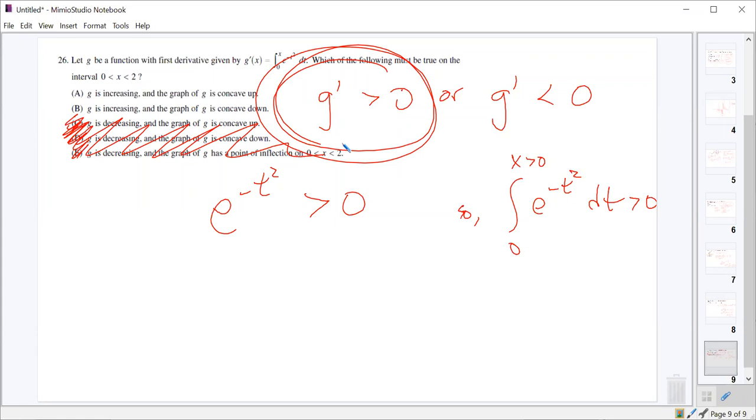Then we need to figure out about concavity. So we need to find g double prime. Well, g double prime is the derivative of g prime. And the derivative of the integral from a constant to x of a function is just that function. And for all values from 0 to 2, and really for all values, g double prime is always positive, which tells us concave up. And we can eliminate choice B because it says concave down.